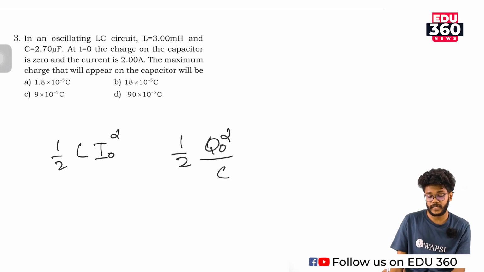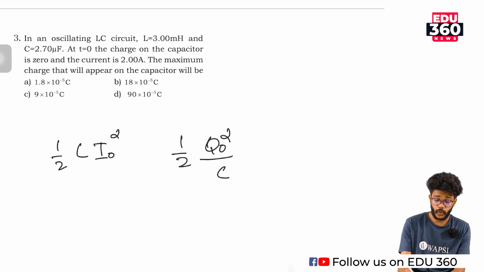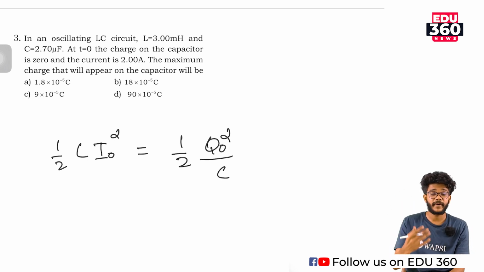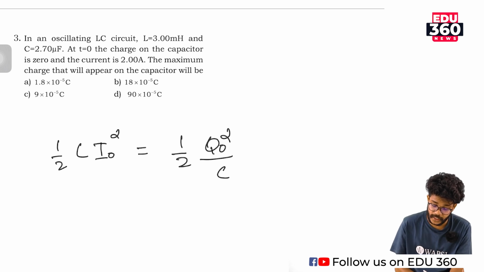Half L i square is the energy stored in the inductor, and the energy in the capacitor is half Q naught square by C. Both are equal when the capacitor gets fully charged. So half L i square is equal to half Q naught square by C.